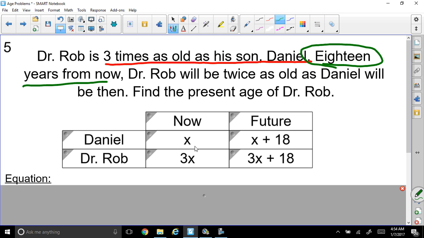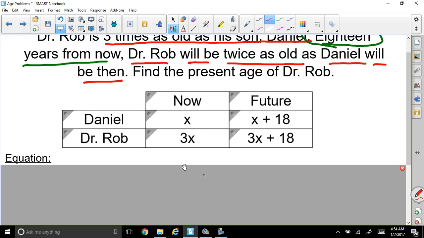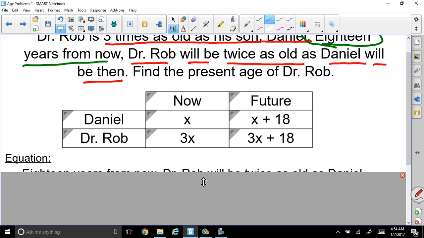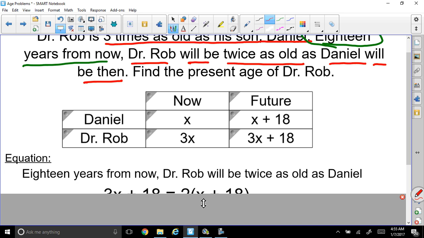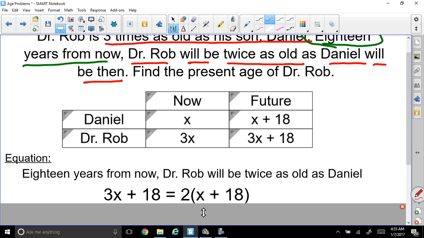Okay, let's try to build an equation based on what they're saying. So 18 years from now, Dr. Rob will be twice as old as Daniel will be then. So let's look at that. Let's write that out in words. So we'll build our equation. 18 years from now, Dr. Rob will be twice as old as Daniel. So let's look at what we're going to put.